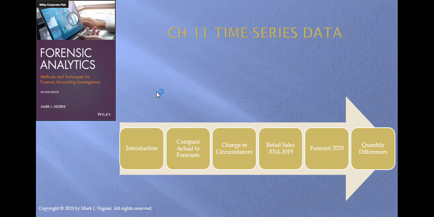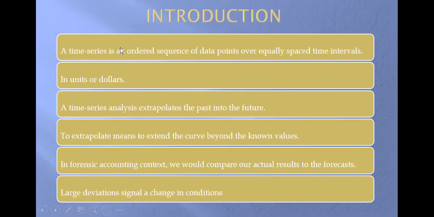We're going to be talking about retail sales, and this fits in with Chapter 11 in Forensic Analytics. Now, usually with time series data, we compare the actual to the forecasts. If there are big differences, we can say something has changed. We know something has changed, so we're going to use 2014 to 2019 as our source data. We're going to forecast 2020, and we're going to quantify the differences.